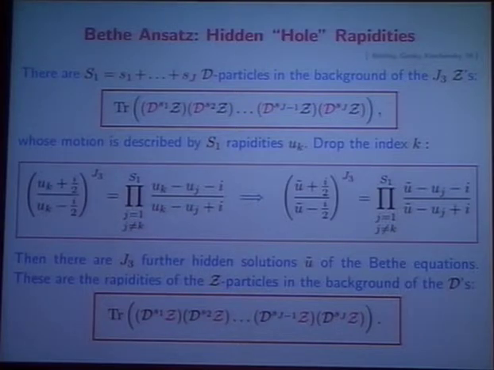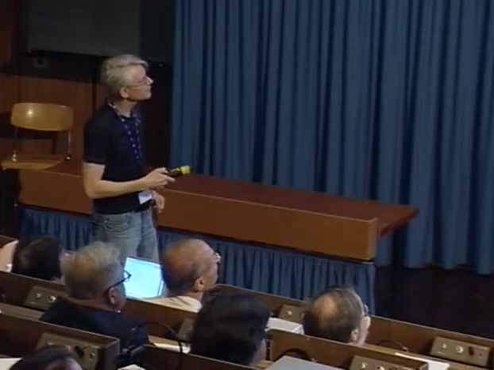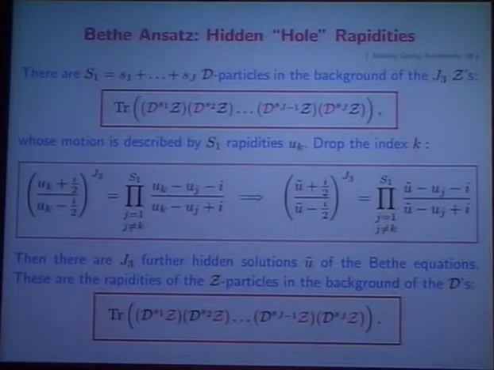Now, if you look closely at these Bethe equations and their polynomial structure, you find that there are actually additional lattice momenta or Bethe rapidities, more than there are D particles. And in fact, these extra solutions correspond to the motion of the Zs on the Ds. You can think of turning the thing around, so that the Zs are also moving. So I'm inverting the spin chain. Now the Zs are the particles and the Ds are the background.